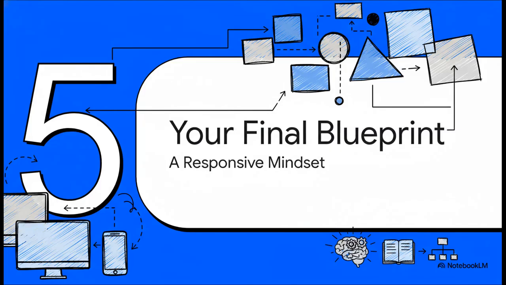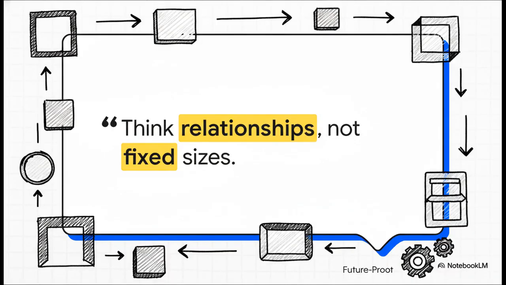So let's bring this all home. What we've really been building here isn't just a set of coding rules, but a whole new mindset for how we should approach building user interfaces. And here we are, back at our core mantra. Let's just say it one last time to really let it sink in. Think relationships, not fixed sizes. This is the foundation of every single scalable, maintainable, and future-proof UI you will ever build.